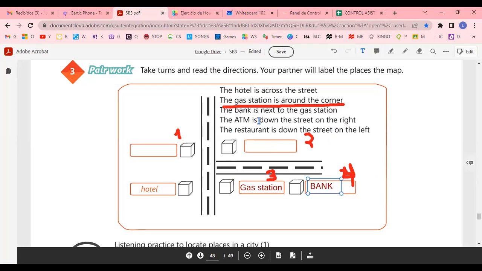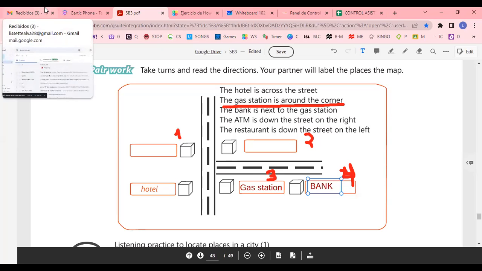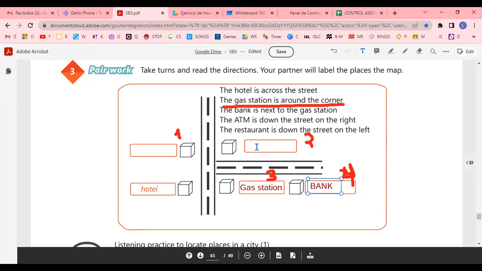Number four. The ATM is down the street on the right. One or two. Down the street. Down the street. Al final de la calle, a la derecha. So what is it? Two. It's ATM, right? And ATM es el cajero automático, ¿verdad? Y de ahí, the restaurant is down the street on the left. So sería number one. Exactly. Restaurant, right? Excellent. Very good, you guys.